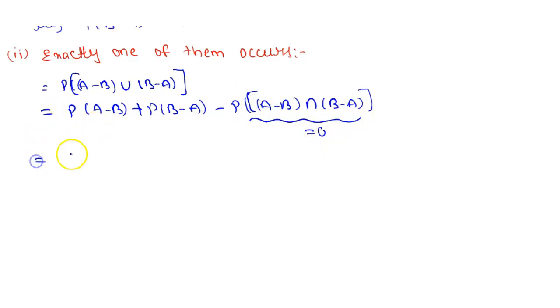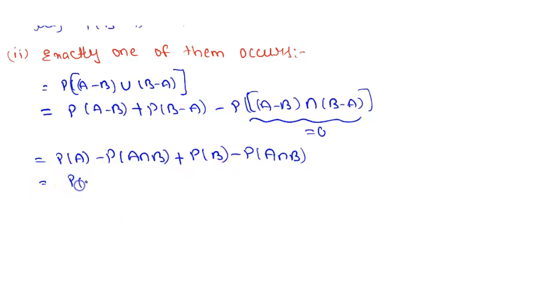So just now we derived P of A minus B can be written as P of A minus P of A intersection B, plus P of B minus A can be written as P of B minus P of A intersection B. So this is equal to P of A plus P of B minus 2 times P of A intersection B. This is what exactly one of them occurs. Okay.